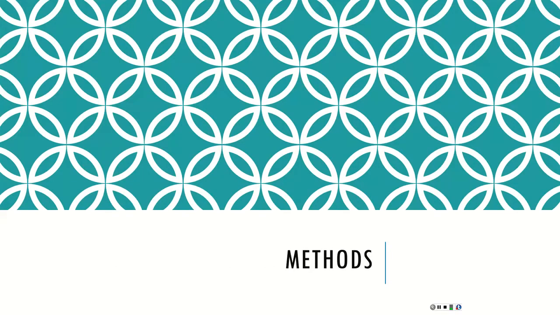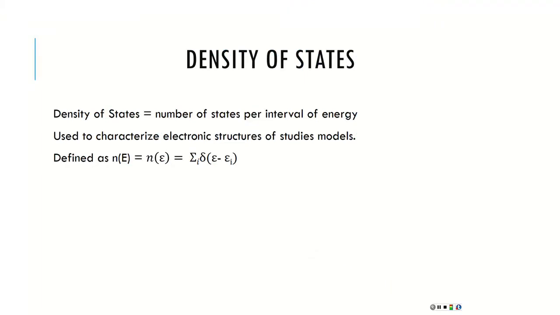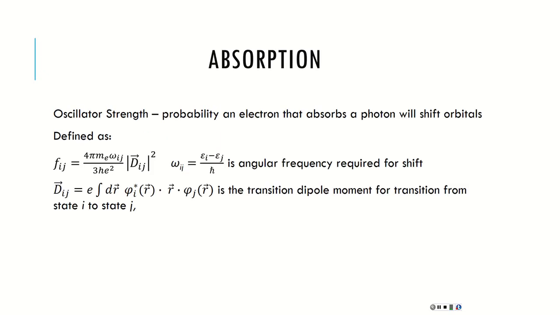And now, just a brief recap of the methods that I used for my research. Alright, so I did density of states for all 6 of my models, and density of states is the number of states per interval of energy, and it's defined as a summation of all these delta functions. Absorption is oscillator strength, defined as the probability that an electron that absorbs a photon will shift into orbitals. And these are all the relevant equations that go with that.